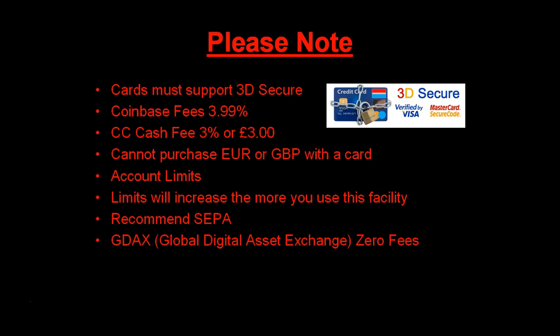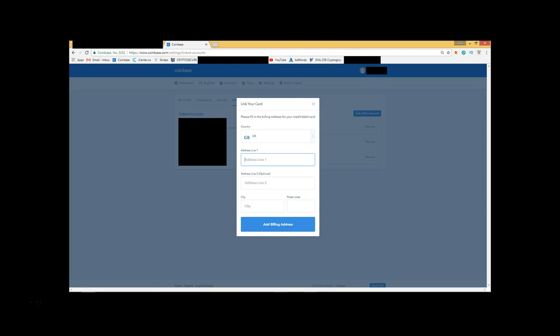Back to registering a card, you should be at this page and need to click here. You will now see this page. Fill out the relevant boxes. Country, first line of address is fine, your city and postal code. This is the address registered to your card. Then click Add Billing Address.